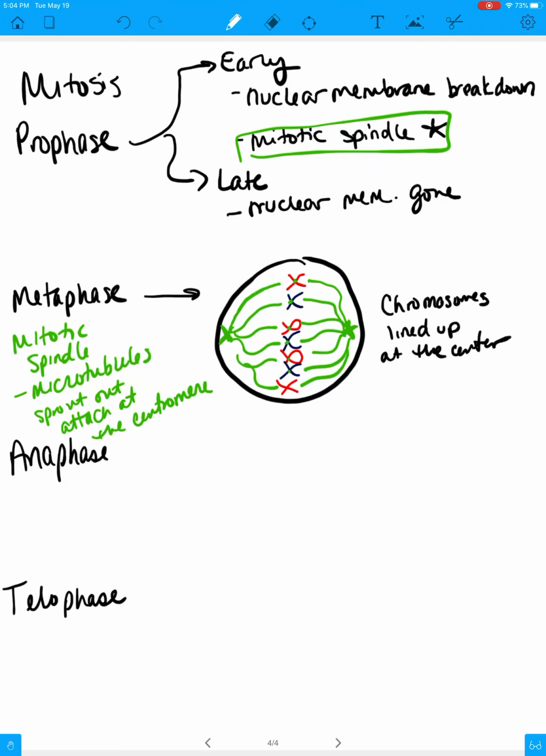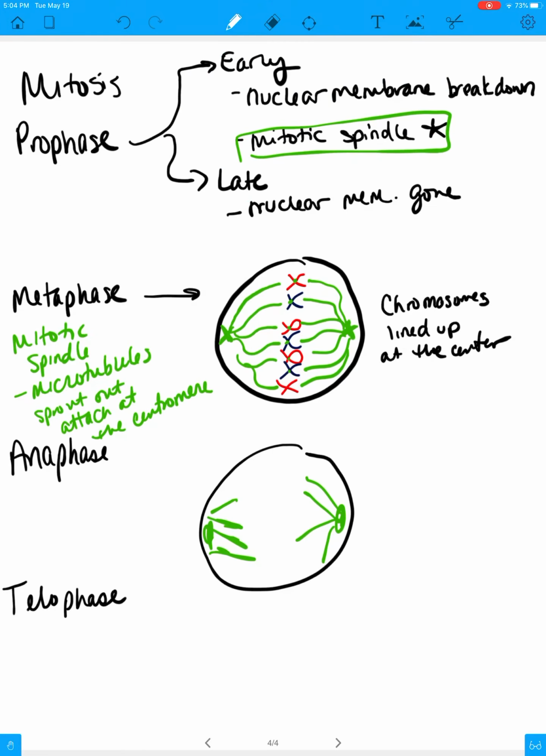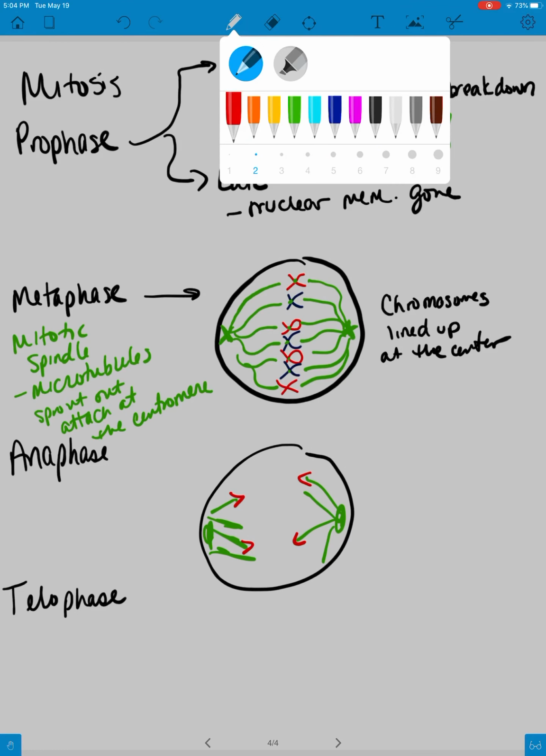Now in anaphase, the hallmark of anaphase is that this mitotic spindle with these microtubules is going to pull these chromosomes to opposite ends of the cell. So the chromosomes are going to break. I'm just going to spread this out as best as possible here. The chromosomes are going to break at the centromere.